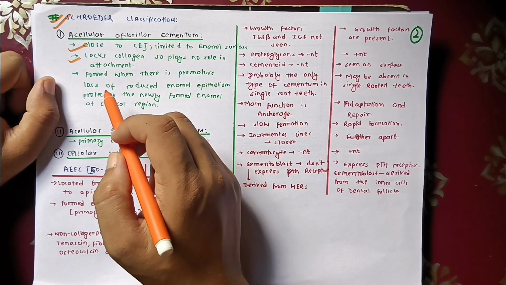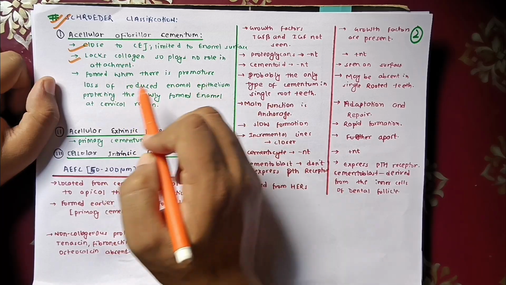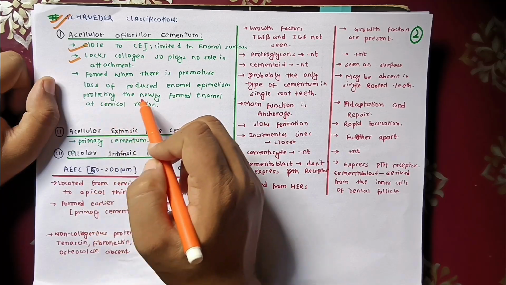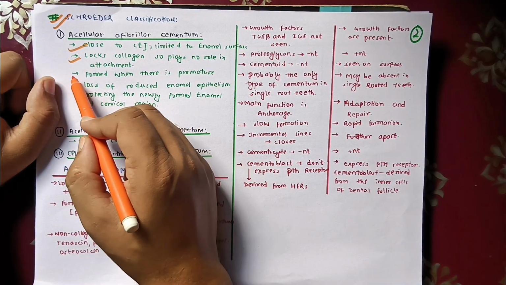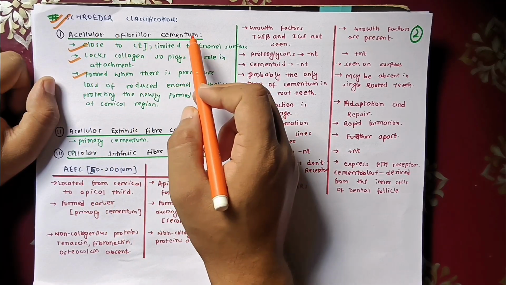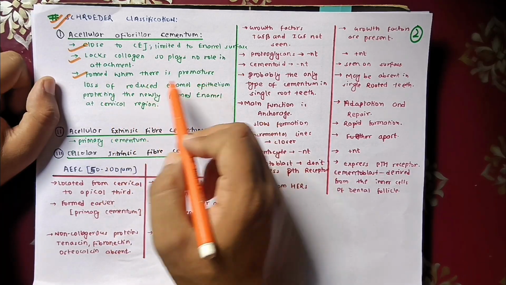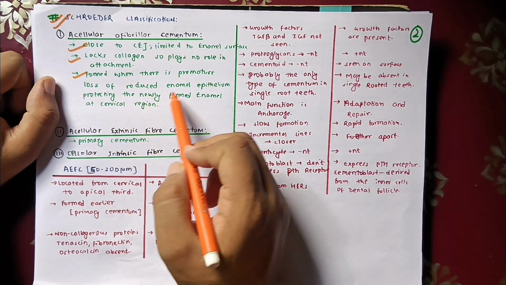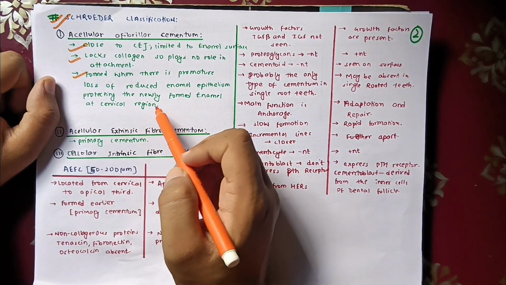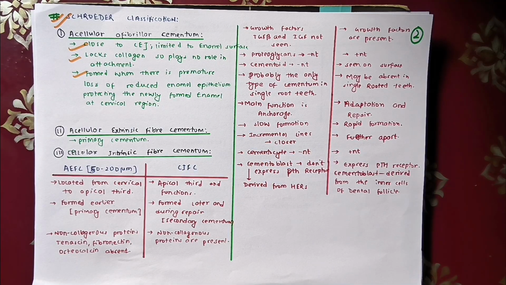It is clear. Now, it is formed when there is a premature loss of the reduced enamel epithelium protecting the newly formed enamel at the cervical region. So this acellular afibrillar cementum is formed there.